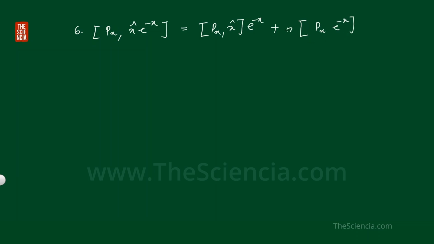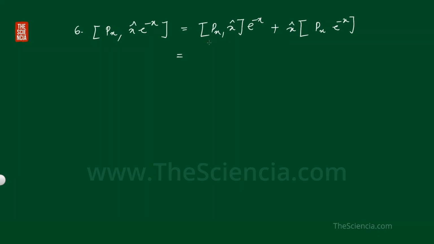Sixth example: commutator bracket [px, x e^(-x)]. Here also we have to expand this one, that is [px, x] e^(-x) plus x [px, e^(-x)], and the remaining term is x cap.